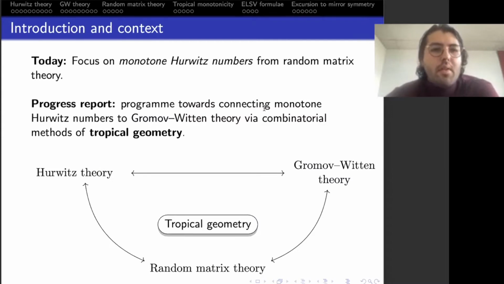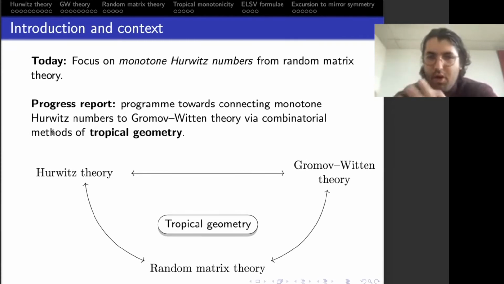Today's talk focuses on a very specific class of Hurwitz numbers, the so-called monotone Hurwitz numbers that originate in random matrix theory. Today's talk is in some sense a progress report of a program towards connecting monotone Hurwitz numbers to Gromov-Witten theory via the combinatorial methods of tropical geometry.